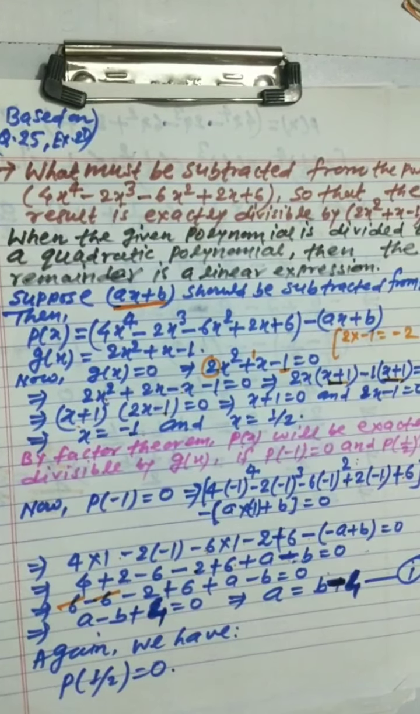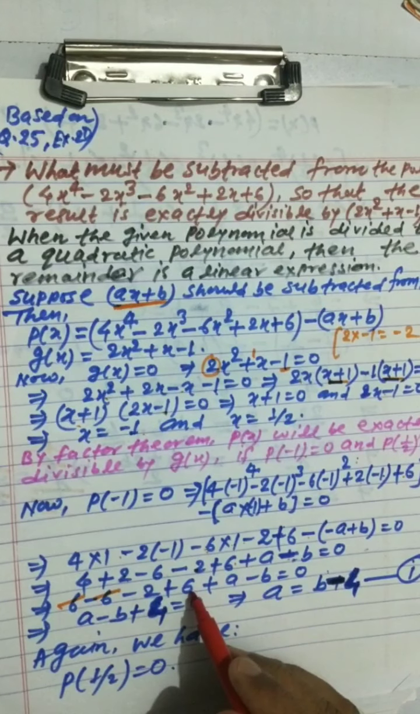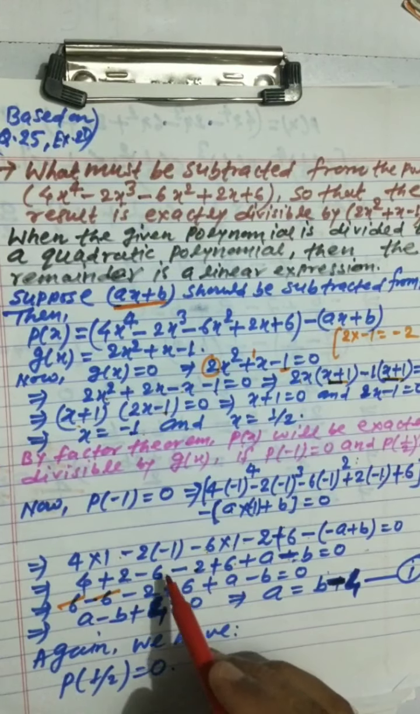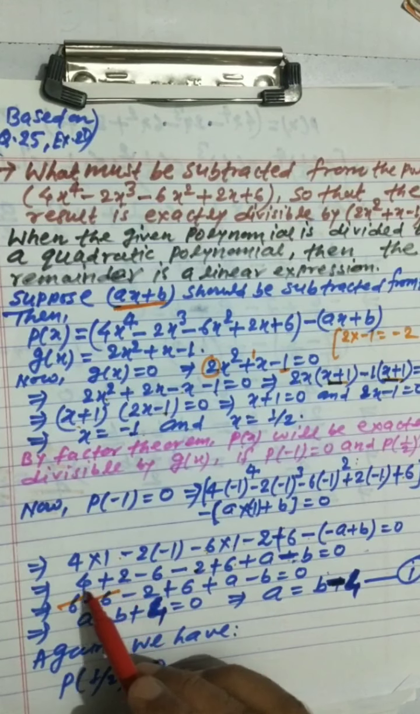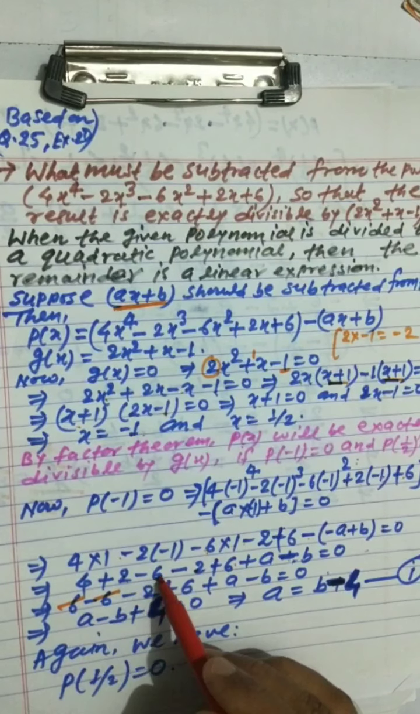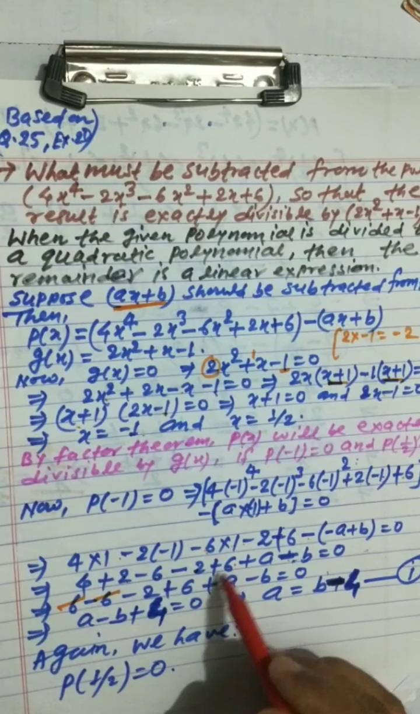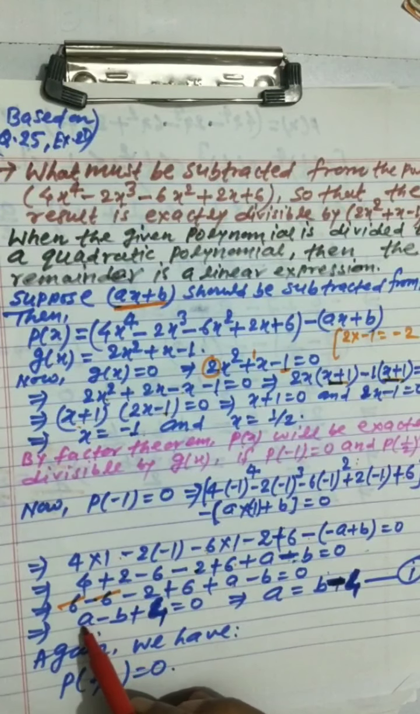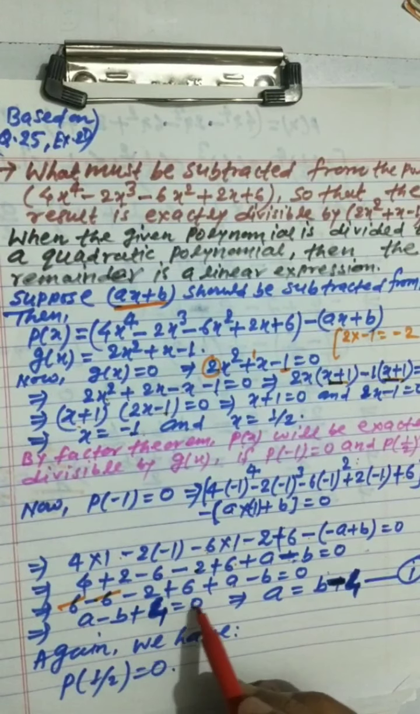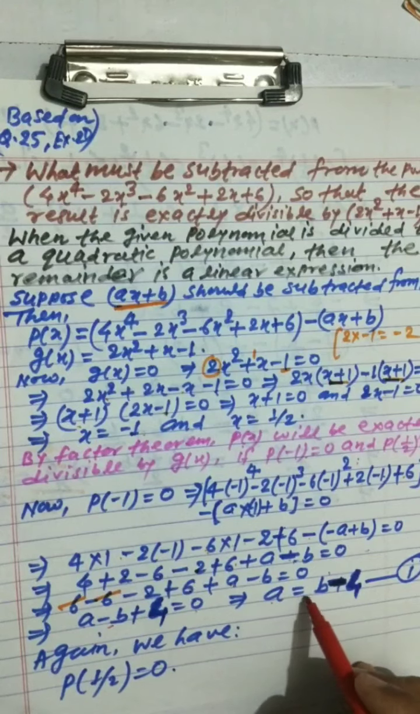One mistake is here. We have written 4 plus 2 is equal to 6, minus 6, minus 2 plus 6. Oh, it is right: minus 2 plus 6 plus a minus b is equal to 0. Now we have written a first here, and then minus b, and then 6 minus 2 will be plus 4 is equal to 0. So a minus b plus 4 is equal to 0.